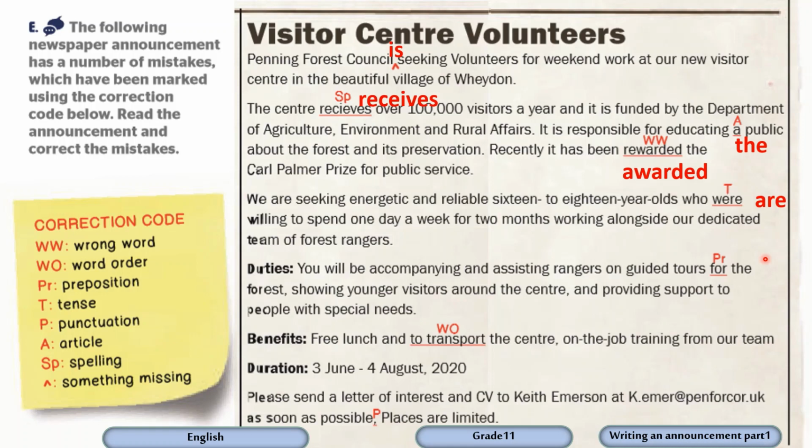Next one, we are seeking energetic and reliable 16 to 18-year-old who are. This is the problem with the tense. Next one, PR, which is the preposition, sorry. You will be accompanying and assisting rangers on guided tours the forest, in the forest. WO is a problem in the word order. Free lunch and transport, and the transfer to the center. And here, finally, please send a letter of interest and CV to Keith Emerson as soon as possible. This is a comma, places are limited, so the answer here should be a full stop.